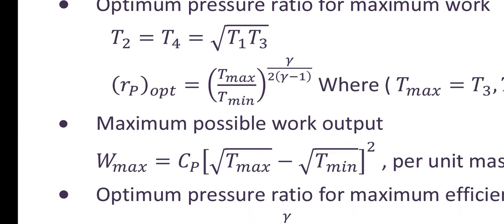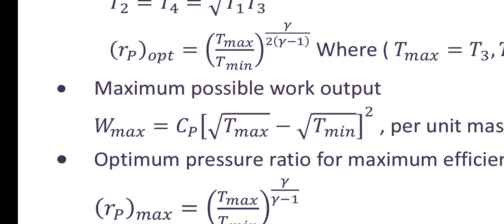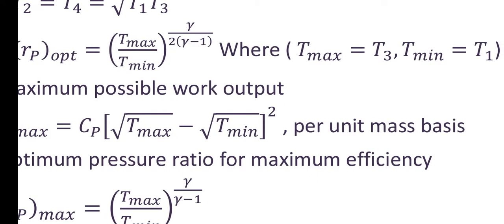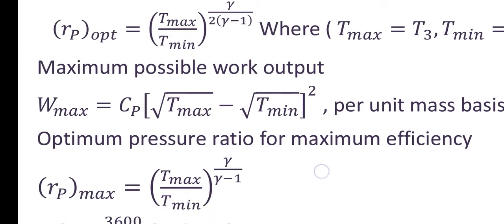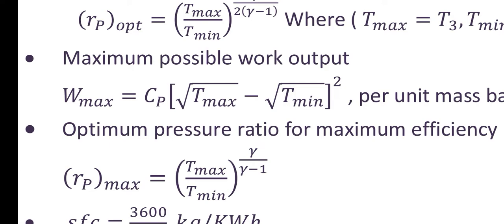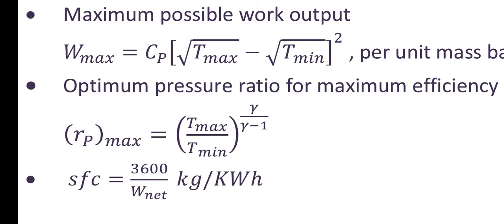Now the maximum possible work output is given as W max equal to Cp into the square root of T max minus the square root of T min, whole squared. It is on a per unit mass basis. If we have to calculate total work done, not on a per unit mass basis, we have to multiply by the mass, and if we multiply by the mass flow rate, then we get the power output. Now the optimum pressure ratio for maximum efficiency is given as T max by T min whole to the power gamma by gamma minus 1.